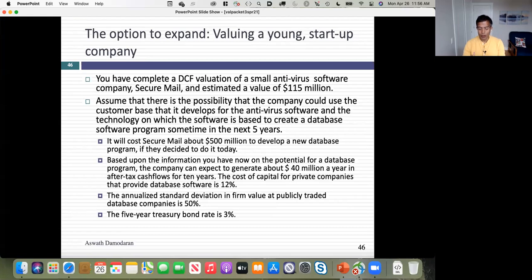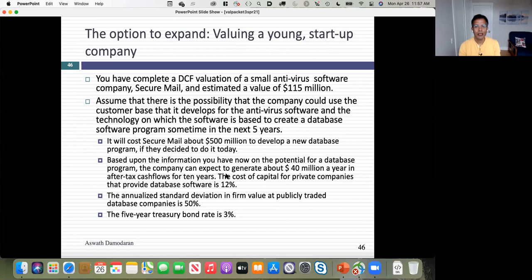And then I tell you, you know what? Along the way, as this company produces and sells its software, it's acquiring a customer base. Each customer that buys its software becomes part of this platform. And that platform can be used to produce a database software program, because you've learned about your customers in the process of running this software. And then I ask you, what do you think you can make? And you say, well, it will cost us about 500 million to produce this database software, and right now, based on what we know about this business, we think we will make about 40 million a year for the next 10 years.